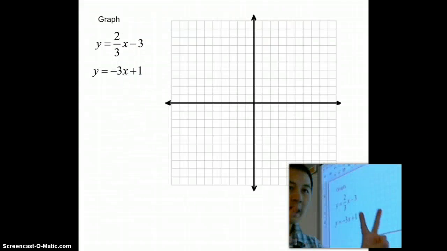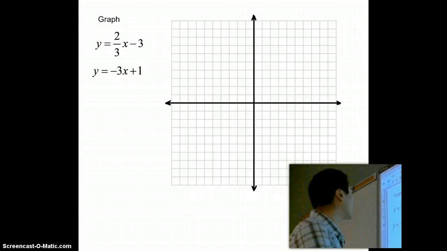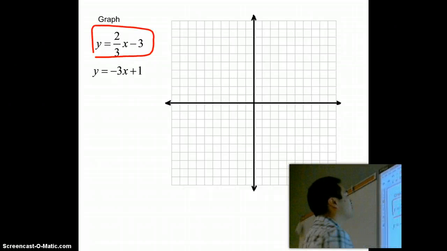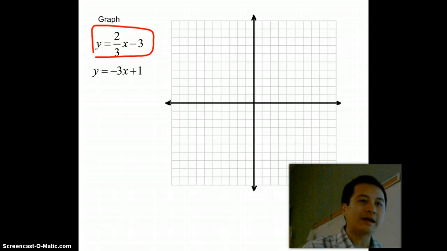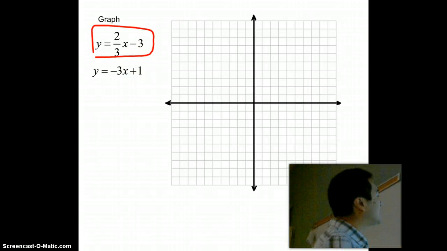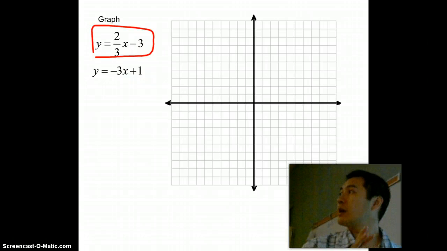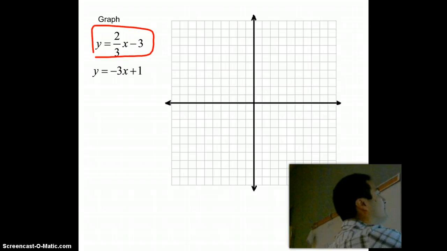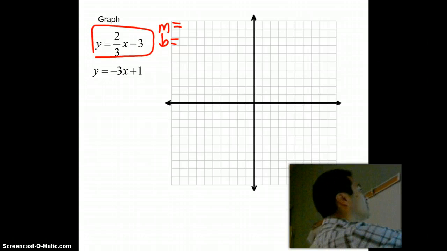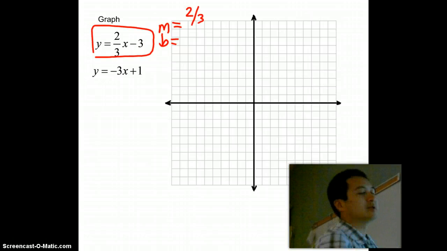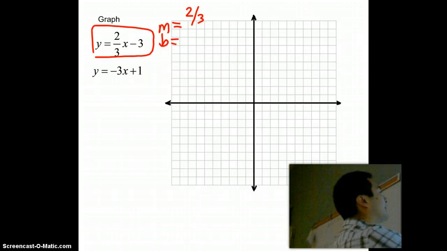Take a look. I have 2 lines here. I want to graph my first line in red. Every time you graph a line, you must make sure it's in the right form, which is y-intercept form: y equals mx plus b. Is that in the right form? Yes. So we need to find m and b when we're graphing. M stands for slope. What's the slope here? 2/3. What's b, the y-intercept? -3.